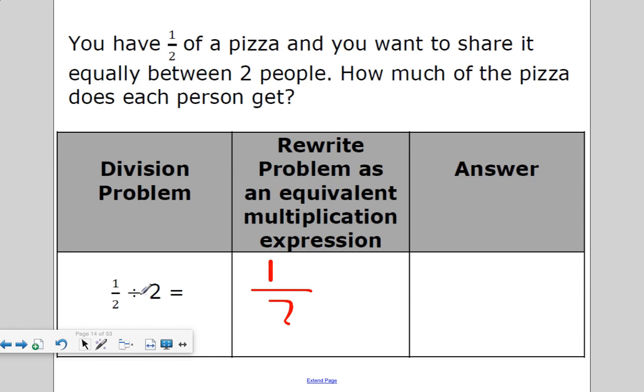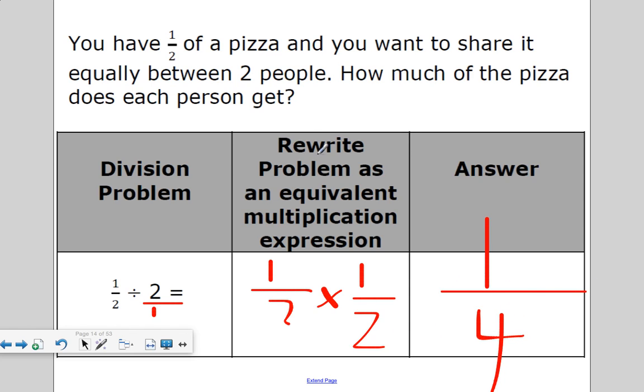So start with half. You're multiplying by its reciprocal because I want to rewrite the problem as an equivalent multiplication expression. What's the reciprocal of 2? Let's see. 2/1. So the reciprocal is 1/2. So 1/2 times 1/2 is 1/4. So each person will get 1/4 of the pizza. If you must see the picture, here's half of the pizza. You're dividing it by 2. So this is 1/4, 1/4.